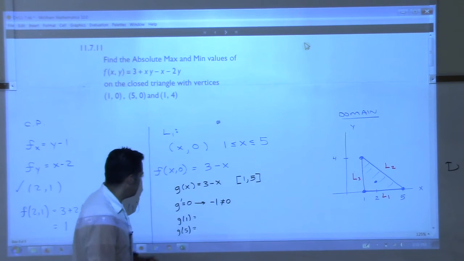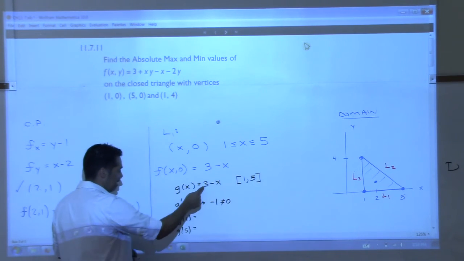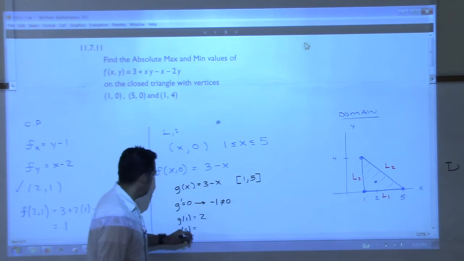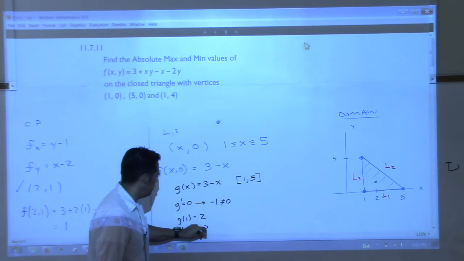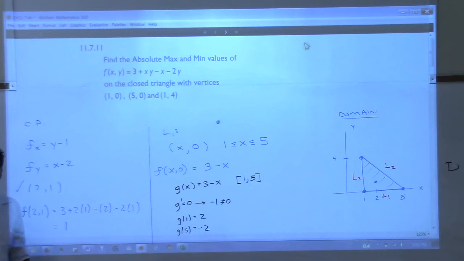And what would happen if I check g at 1? If I plug 1 in here, I get 2. And if I plug in 5, I get negative 2. Does that make sense? Okay. So far, at this point, we know that this is not the global max or min, because we already found two places where our function is going to be bigger than 1 and actually less than this, right?